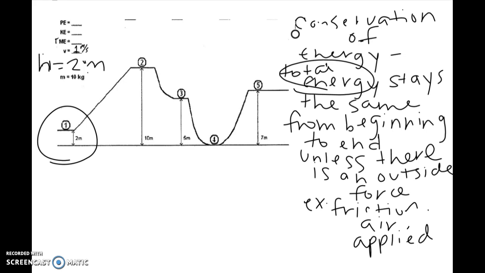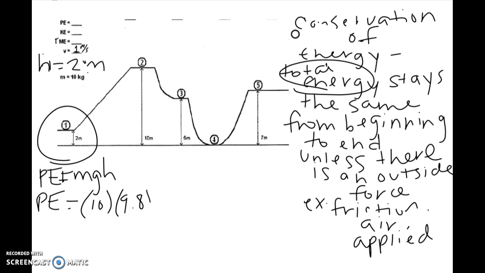So our height is 2 meters. So with height, I know that I can solve for the potential energy of this object, or of the roller coaster. So my potential energy, I'm going to take my mass, which is 10 kilograms, times 9.8, and my height is 2 meters. So I'm going to plug this all into my calculator. 10 times 9.8 times 2 gives me a potential energy of 196 joules. So that is my potential energy up here, 196.